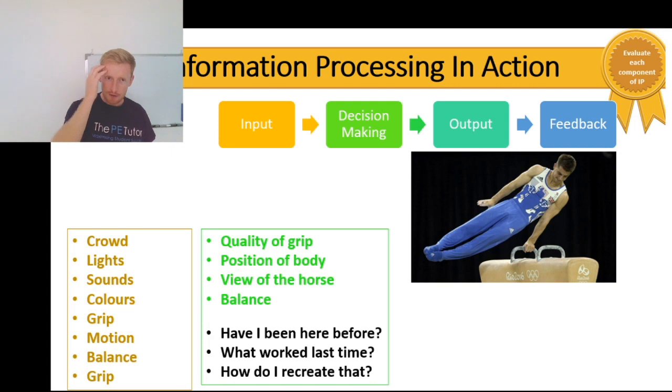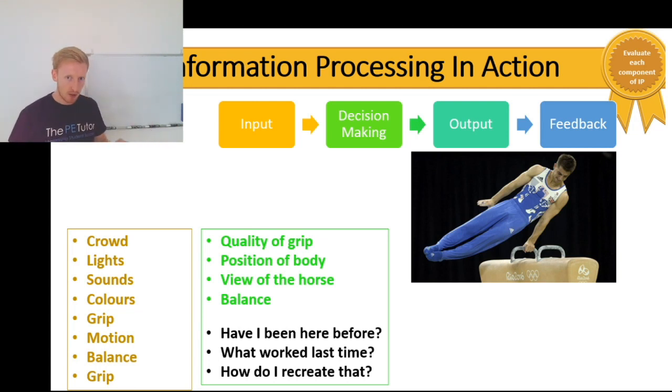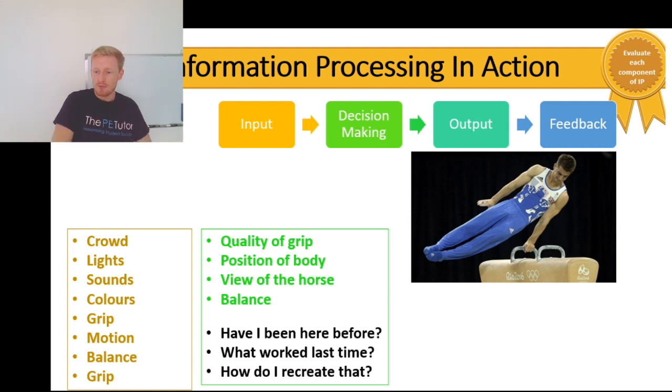So what's he going to focus on? What's he going to select to pay attention to? Probably the quality of his grip, because if his grip's good and his arm is locked, he's got a strong base for the rest of his body weight to rotate around. What can he currently see? Because what he can see will tell him a lot about where his body is or where he's going next. What speed of rotation has he currently got?